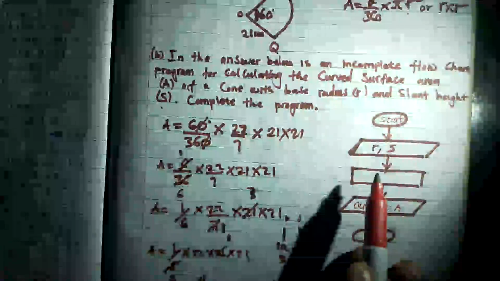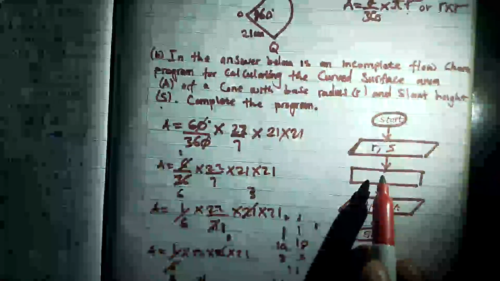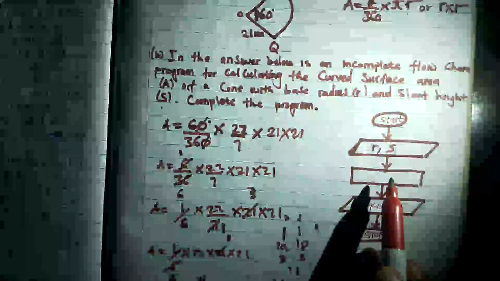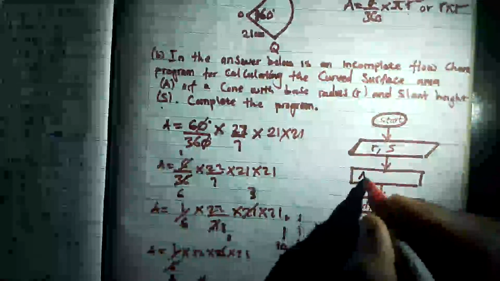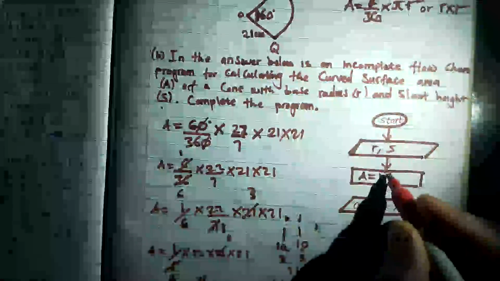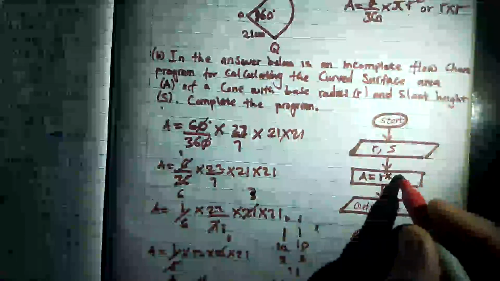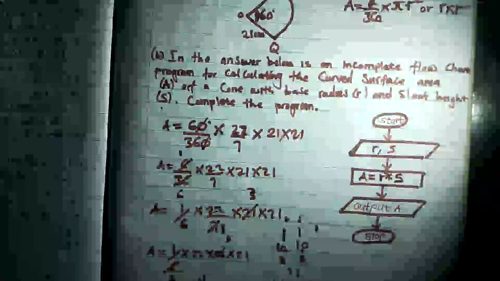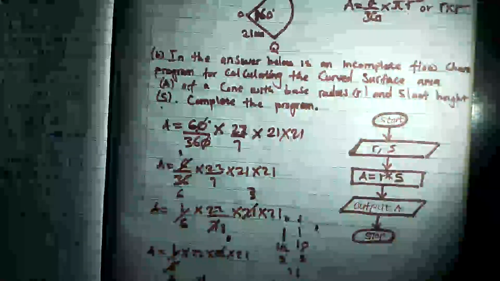In this case here, we are calculating the curved surface area of the cone. So I'm going to say A is equal to R multiplied by S, where for multiplication we use an asterisk. So that was the last one.